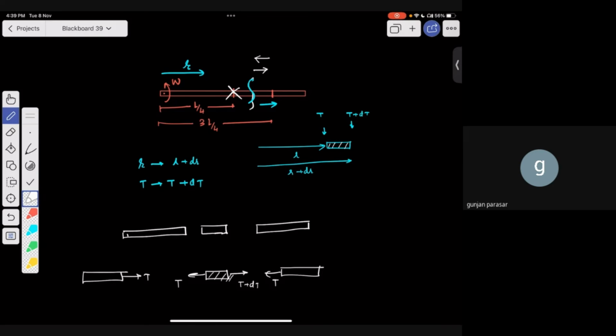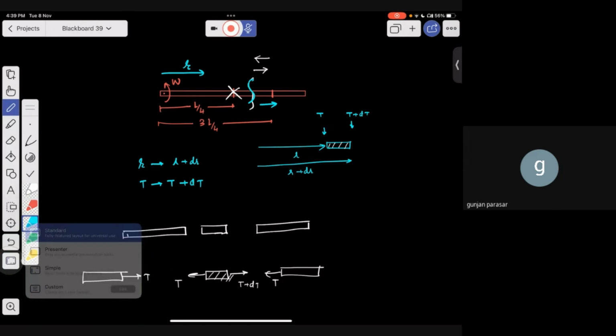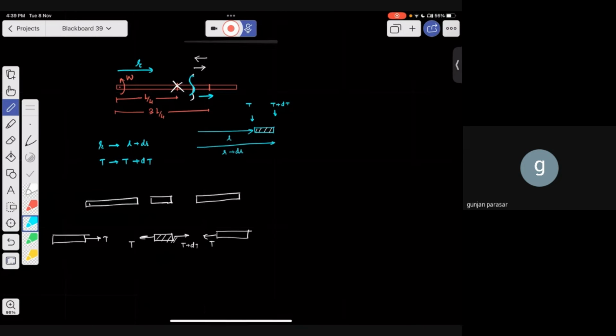From the ground frame, this point mass has an inward acceleration. Suppose its mass is dm; it has centripetal acceleration omega square r, because the element is very small and can be considered to be located at r. The net force acting: T this way, T plus dT this way. So the net force this side is minus dT, because dT is the change in tension, it can be negative also.